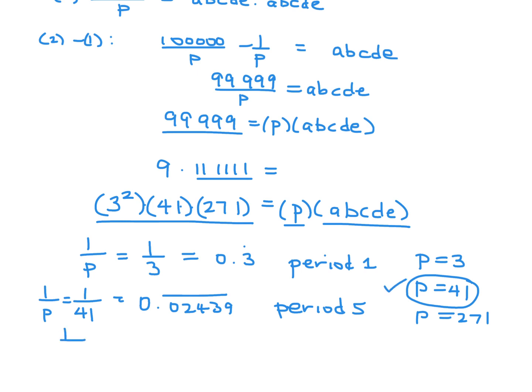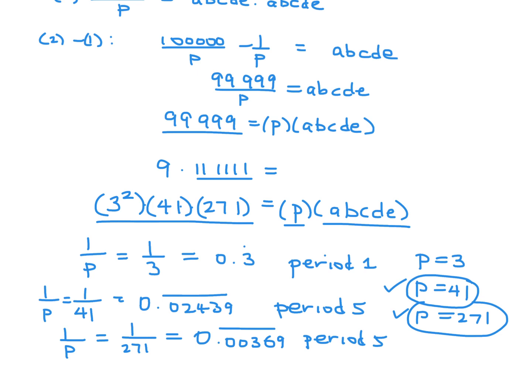And then, of course, the only other choice we have is the 271. And when you do that, that's 0.00369 repeat. And that, of course, also has a period of 5. So those two work. And therefore, p is either 41 or 271.